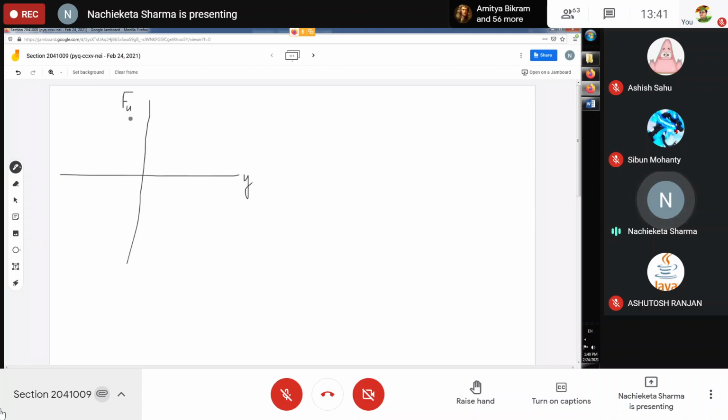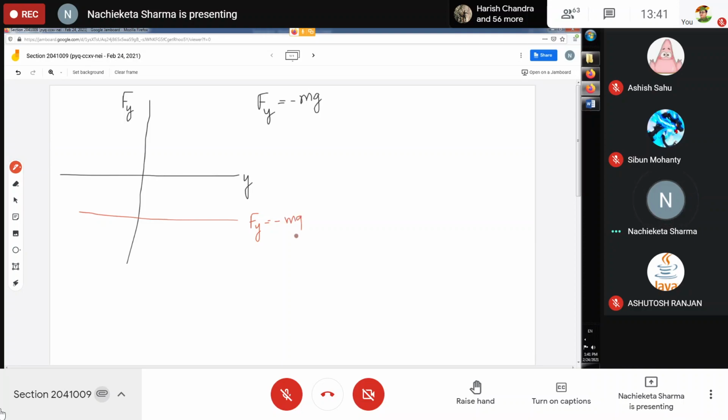And what is my force? Fy is equal to minus mg, because it is a constant force. It does not depend upon y. So it is minus mg. So it will be a straight line. Whatever the values of y may be, it will be a straight line. So this is the graph of Fy is equal to minus mg, isn't it?